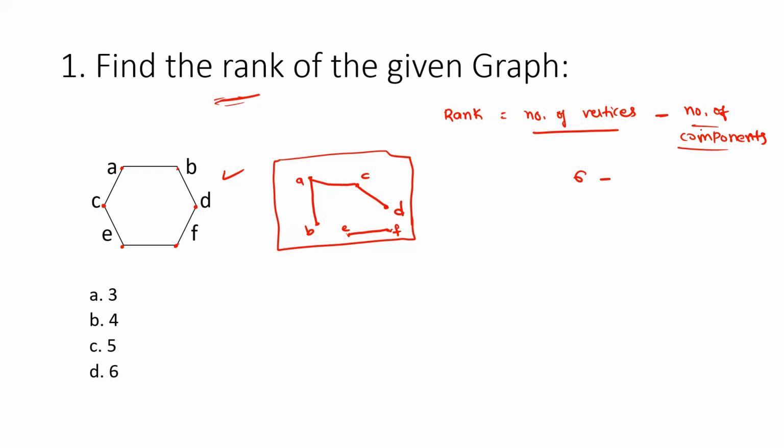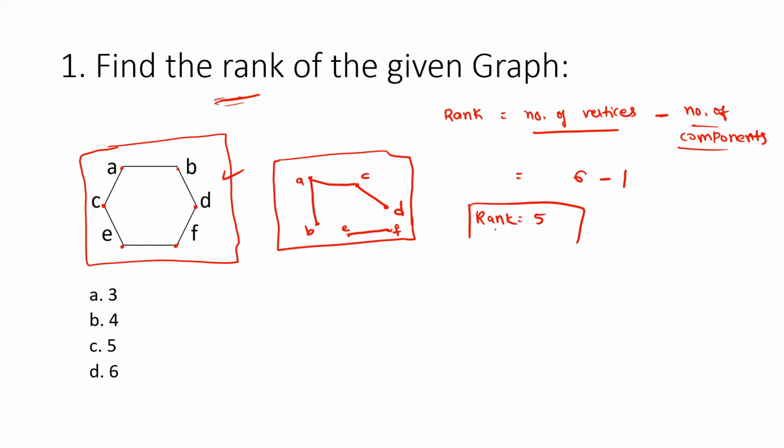Now the same thing applies to the graph that they have given in the question. We do not have any separate components, so this entire graph will be considered as a single component, and we take the number of components as 1. So we have 6 minus 1, which will be 5. So the rank of the given graph will be 5.